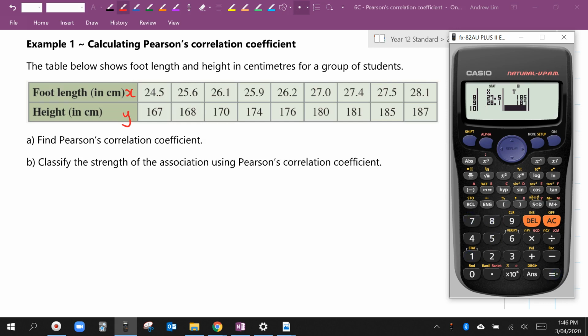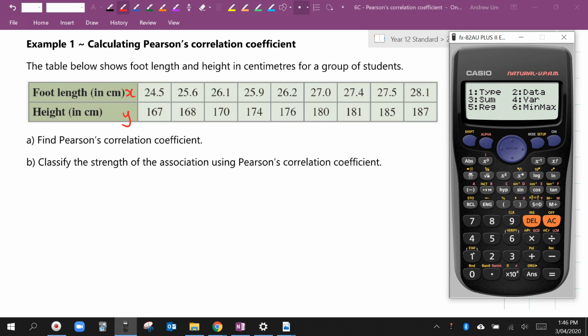Good. Now that I'm done with that, I press this orange button, AC. In order for me to find Pearson's correlation coefficient, whenever I want to find an answer after inputting data, I need to press this 1 here because of that yellow stat. But because it's yellow, I need to press shift. So shift first, then 1.